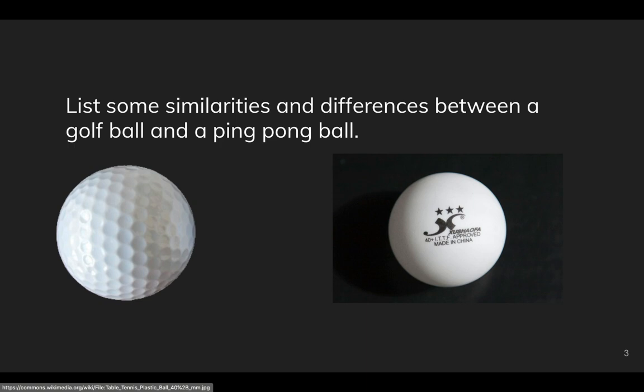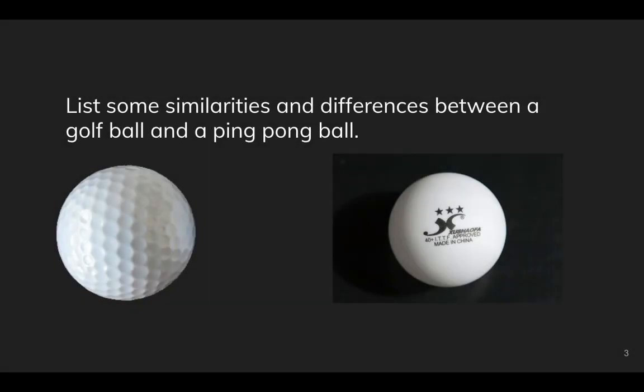So first thing you're going to do, it says list some similarities and differences between a golf ball and a ping pong ball. You don't need to write this anywhere on your notes, but I just want you to think about it for a little bit. So some of the similarities you might notice is that they're about the same size, they're the same shape. In this case, they're both the same color, okay? And some of the differences, if you've ever held a ping pong ball and a golf ball, right? The golf ball is much heavier. It's more dense as well, and it also has that pattern on it that the ping pong ball doesn't have.